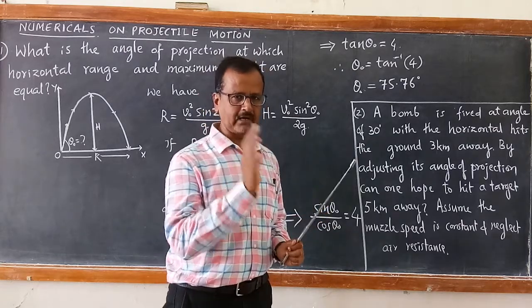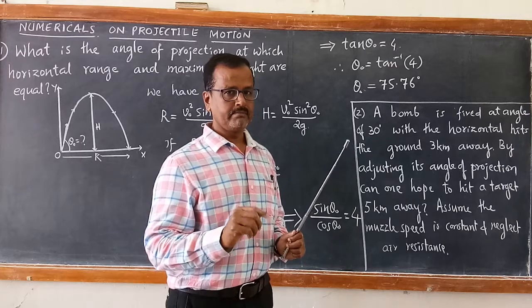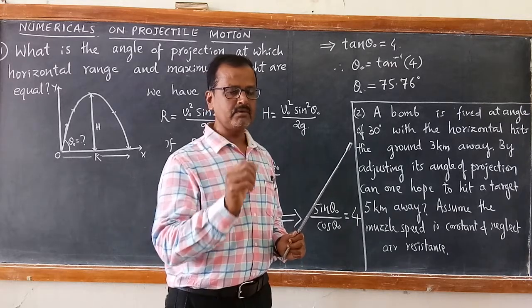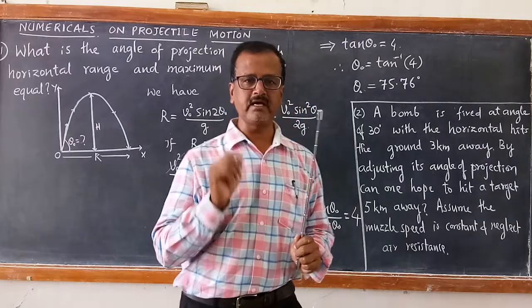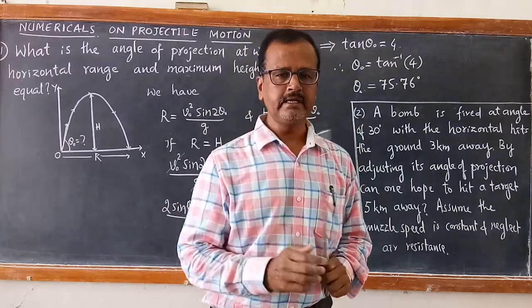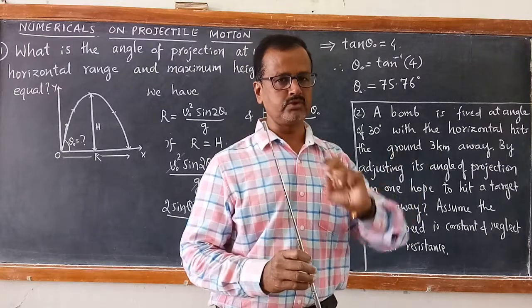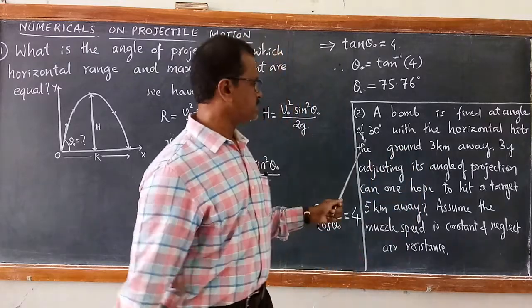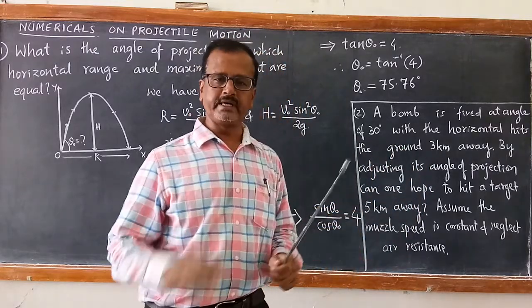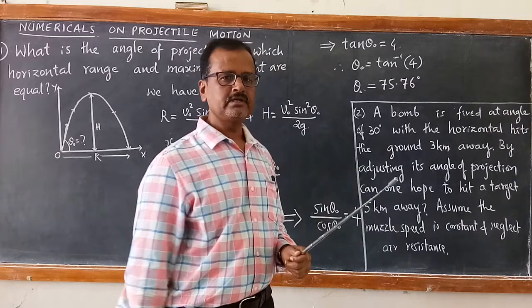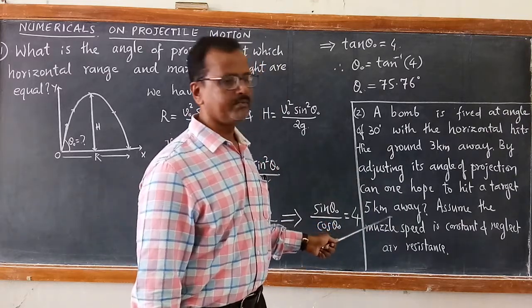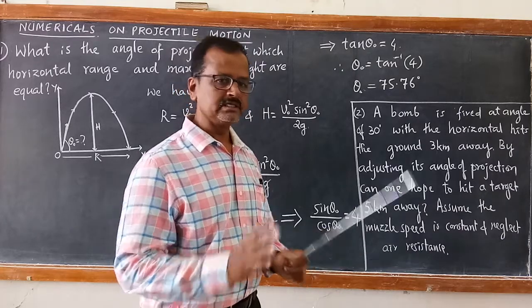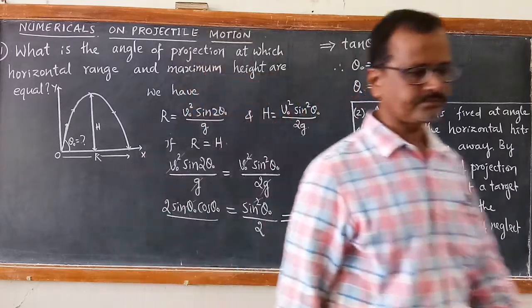So if we calculate the maximum range, the range becomes maximum if the angle of projection is 45 degree. So if we calculate with the same speed the maximum range, then we will come to know whether it will be able to cover this 5 km range or not. This is an interesting problem.